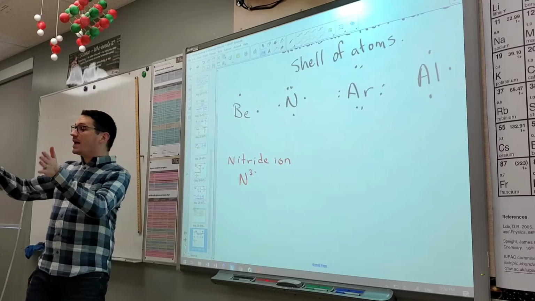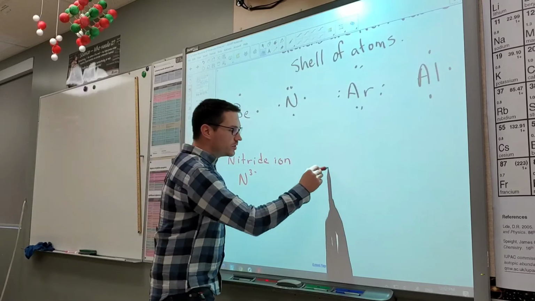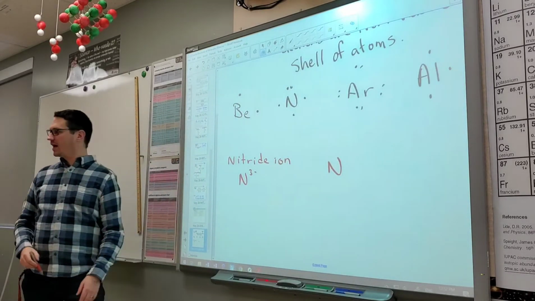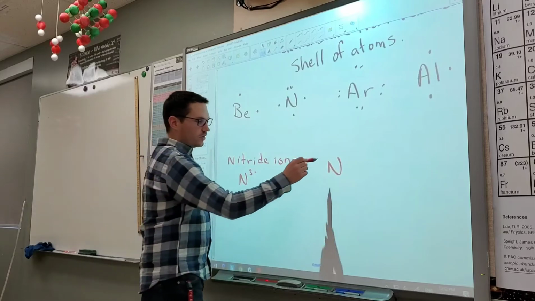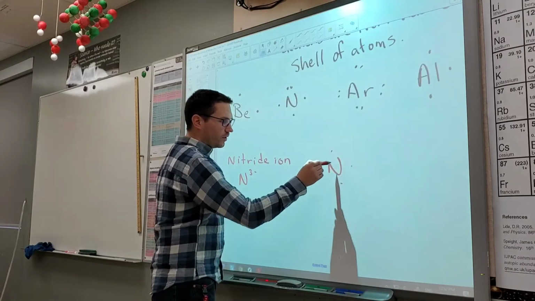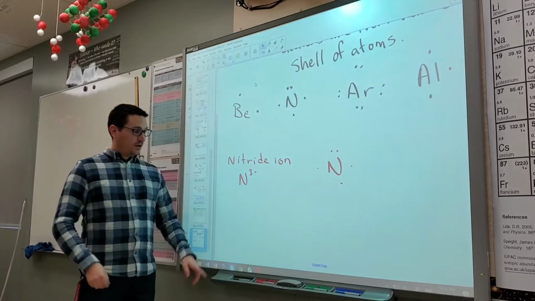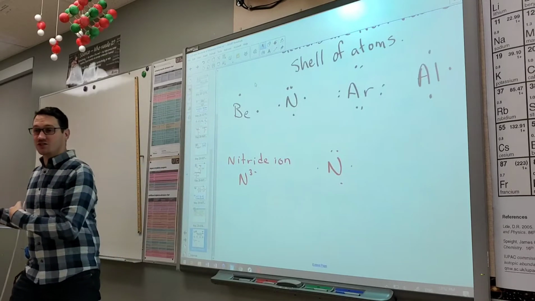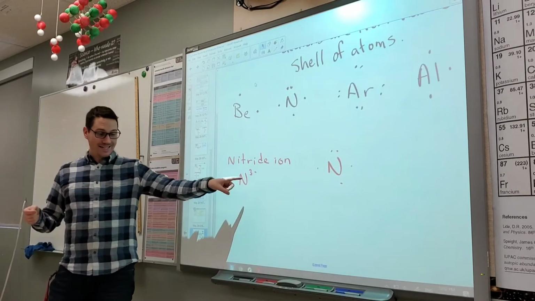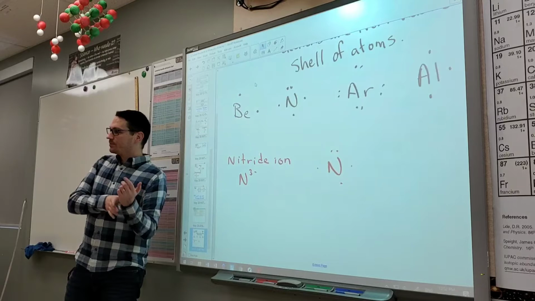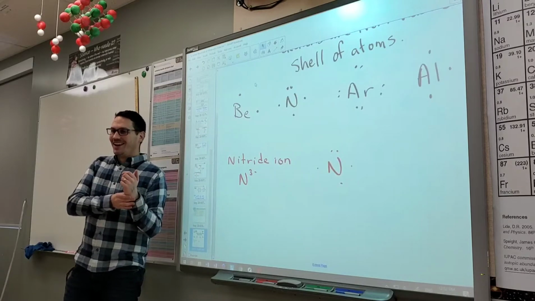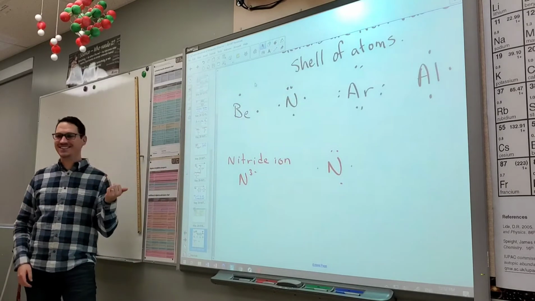Let's think about regular nitrogen. How many does regular nitrogen have? 5. 1, 2, 3, 4, 5. 3 extra. Does it have 3 extra? Yeah. Or did it give up 3? It's the opposite of what the sign says.